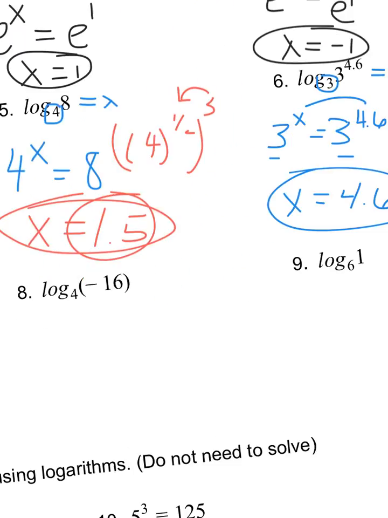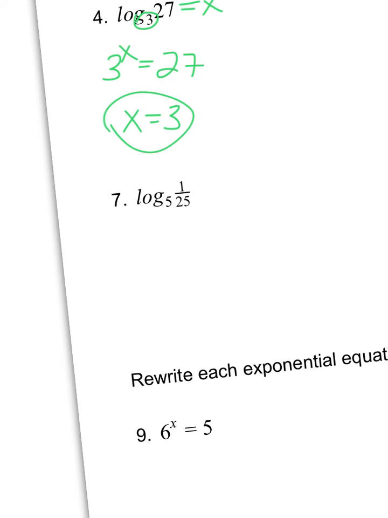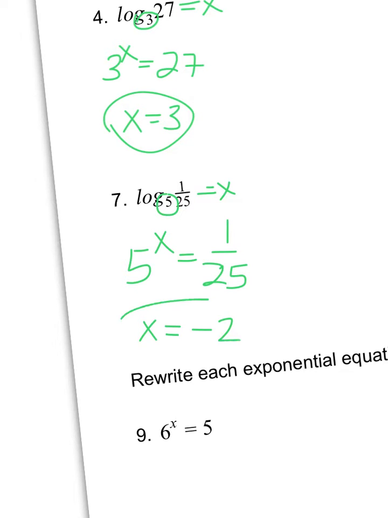All right, number 7. Number 7, right, equals x, and 5 to the exponent x is equal to a fraction, 1 over 25. To get fractions, x is going to have to be negative, and this is 5 squared here in the bottom, 25. So negative 2 would be the correct answer.